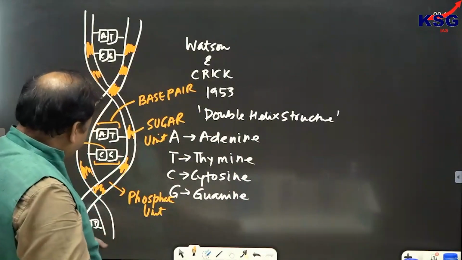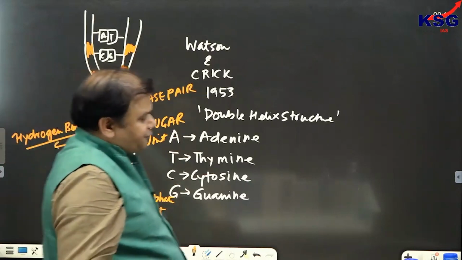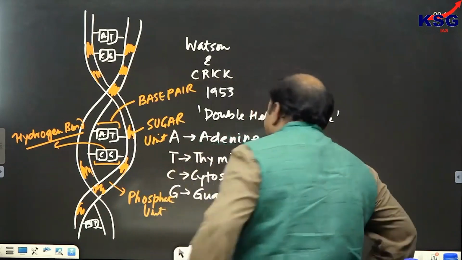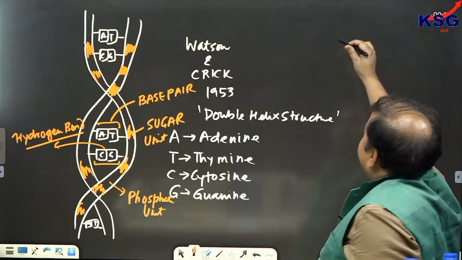Now that's called what? That's called a base pair, ATCG. Now, when we are talking about the human genome, when we say human genome, what is the human genome?